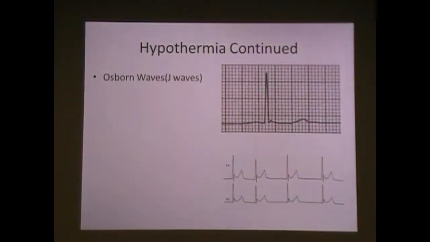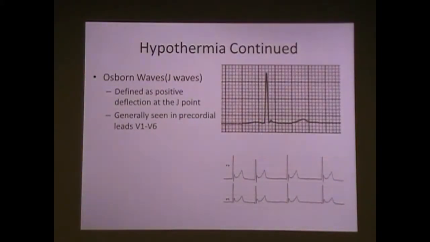So Osborne waves. J waves, we know the J point is right here, and if you see that little dot right there, that is actually a little J wave. That's a benign J wave. You start looking here, it's getting a little bit bigger, that's more significant J wave. It's a positive deflection at the J point. Generally you will only see it in V1 through V6. The colder they get, the bigger the wave gets, okay? So that's pretty mild, that's moderate.